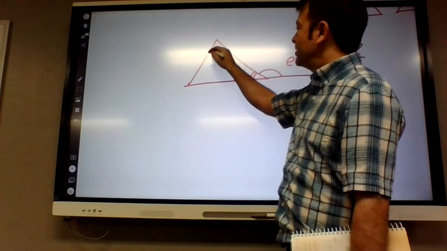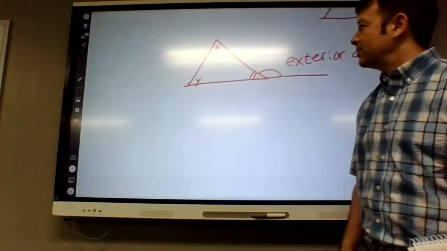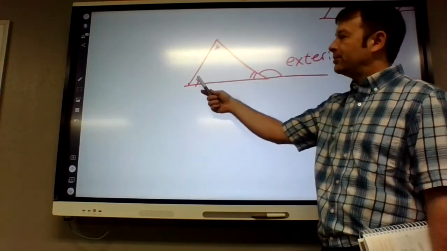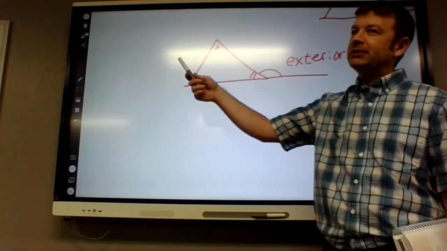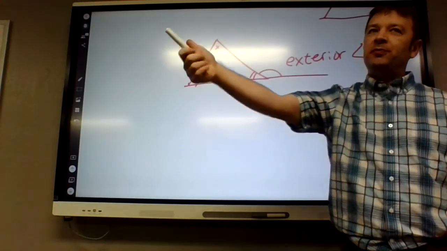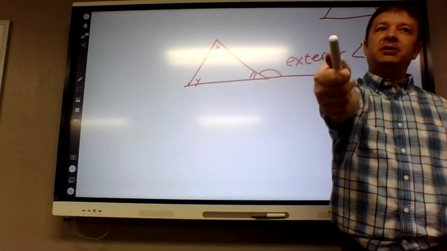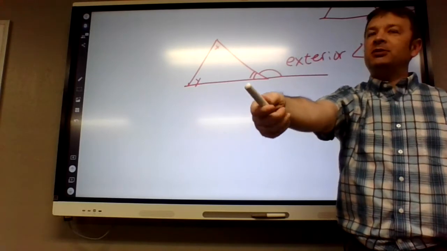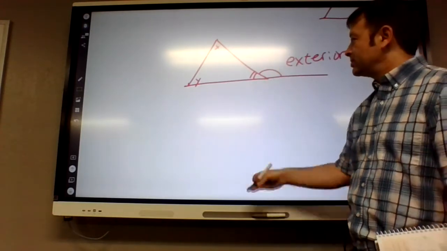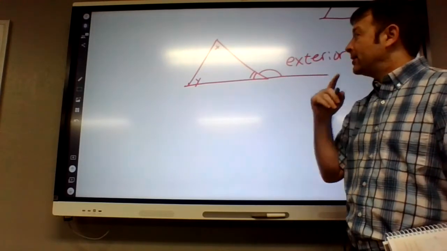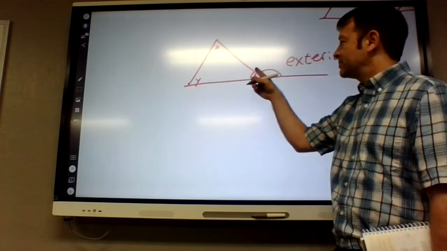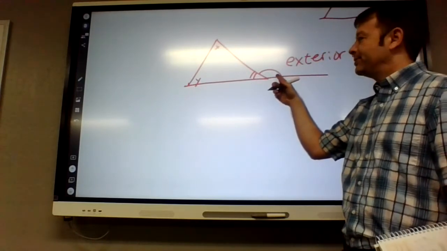These two guys right here, X and Y, they would be the remote interior angles. You guys know what remote means? What do we use a remote for? Control. Change the channel from far away. What's a remote desert island? Far out into the sea. So remote means far away. So these are remote interior angles because they're far away from our exterior angle over here.